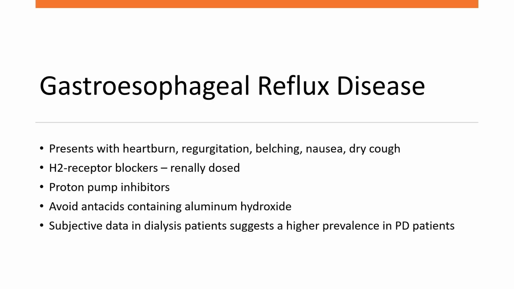And treatment, if they're using H2 receptor blockers like famotidine, would need to be renally dosed. Again, PPIs are stronger, so if the H2 receptor blocker isn't working, that would be a potential alternative, with that in the back of your mind that there is an association with interstitial nephritis.